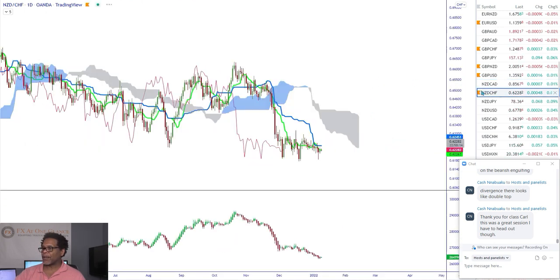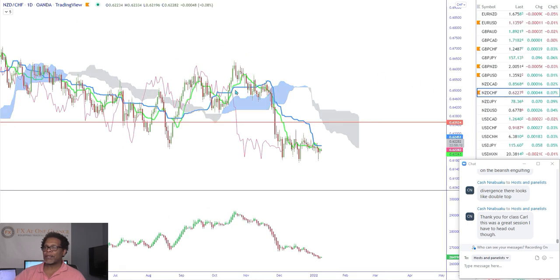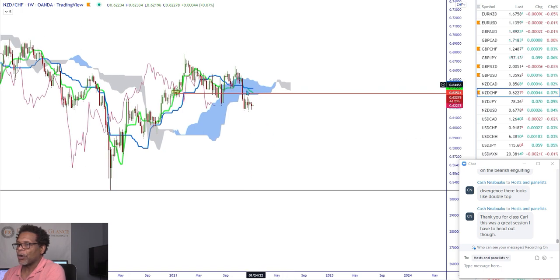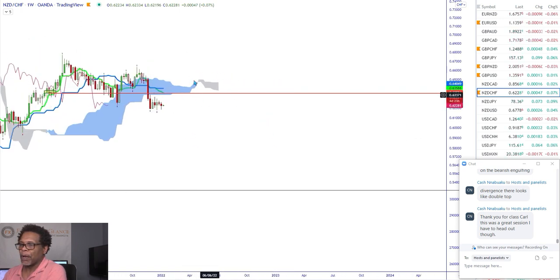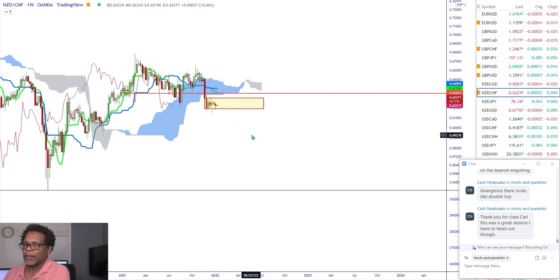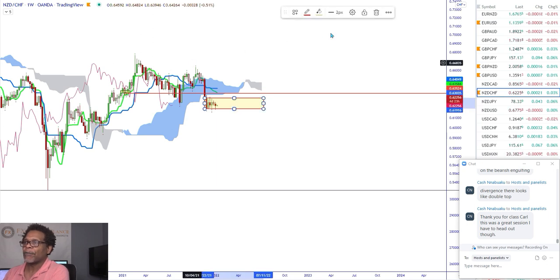So New Zealand dollar, Swiss franc, weekly. It's a bearish market. Crossover is bearish. Your clouds are bearish. It's a bearish market, and you're inside one candle. So I think when you break out of that candle on the weekly, you see the market drop to the downside. We don't have much distance, nothing major. So I'm going to take that off.